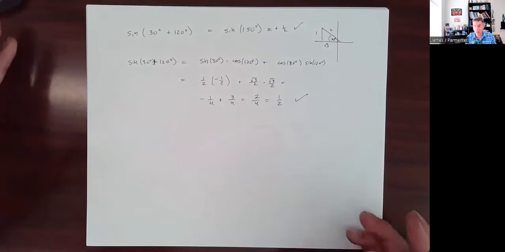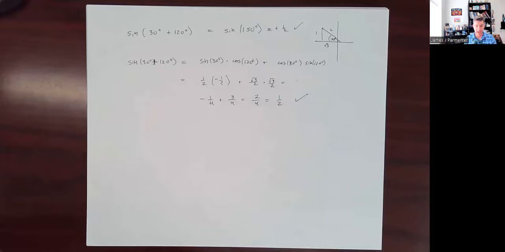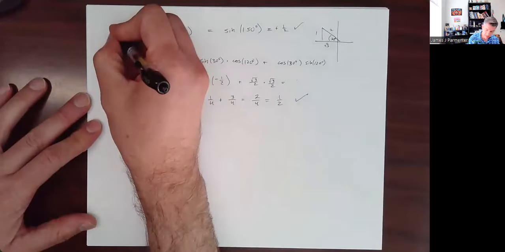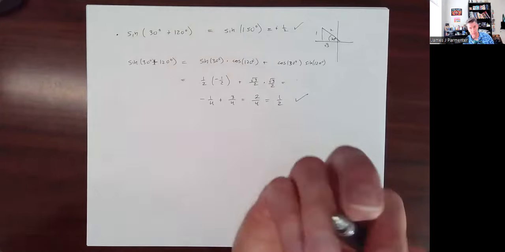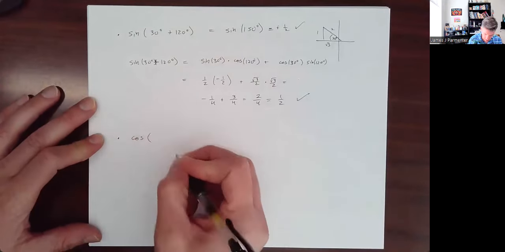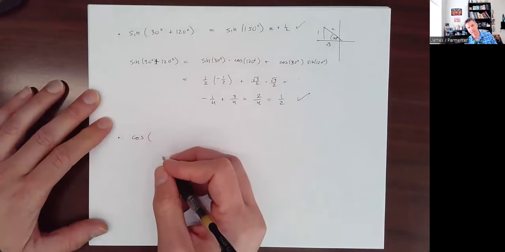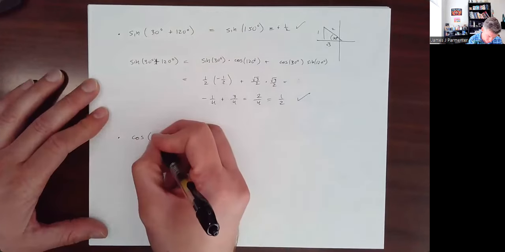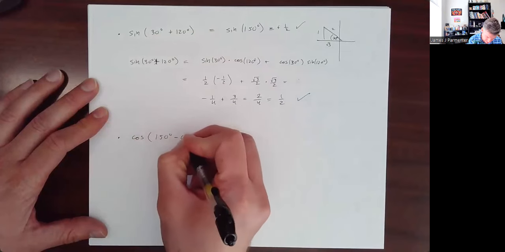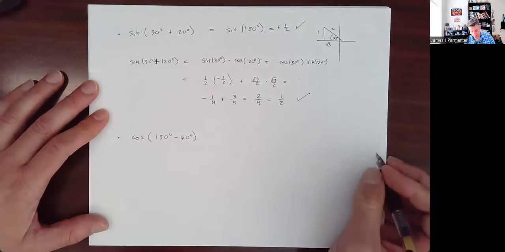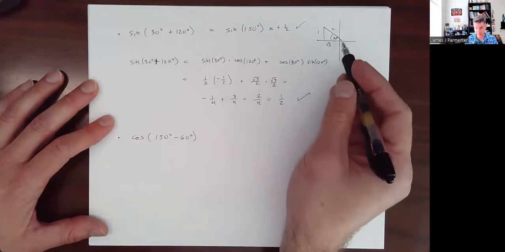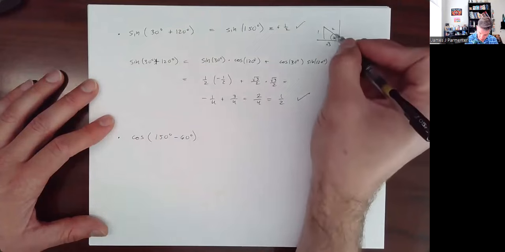So these are equal. We can see that the formula is actually true. Let's do one more example of verifying that these are true. Let's look at cosine of 150 degrees minus 60 degrees. Cosine of 150, we can see from this triangle here, 150 is this angle.